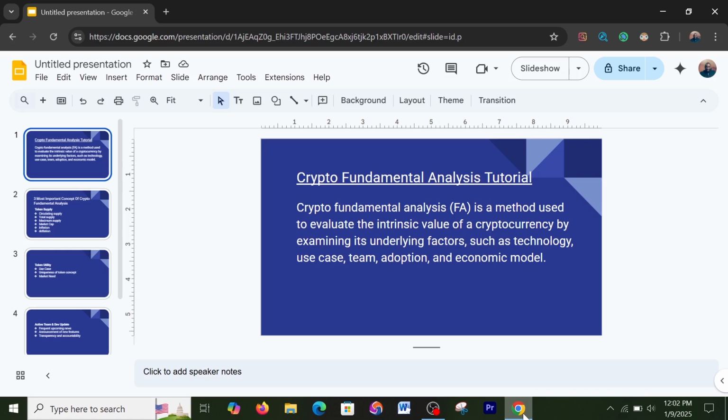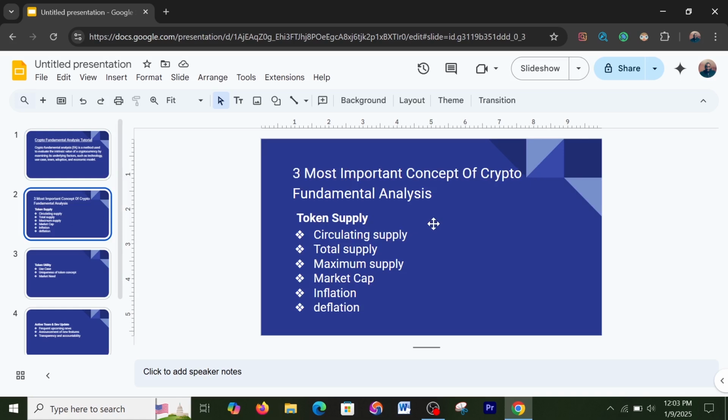So I will give you the three most important concepts of crypto fundamental analysis, and this is where a lot of people miss it because they don't really tell you what to do. They just tell you, oh, analyze the token, analyze this, analyze that, but they don't tell you what exactly you should analyze. So these are the most important metrics that you should analyze. The first is the token supply. That's the most important. I know a lot of people will say, oh, what about the use case? No, the token supply is even more important than the use case because we have seen it over and over again in the crypto world.